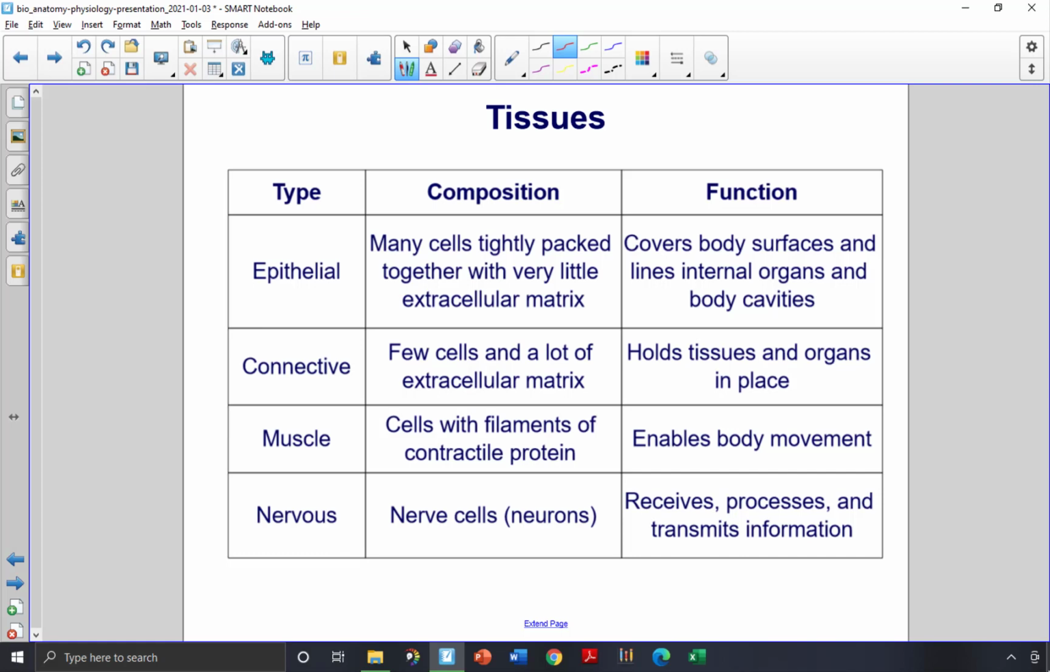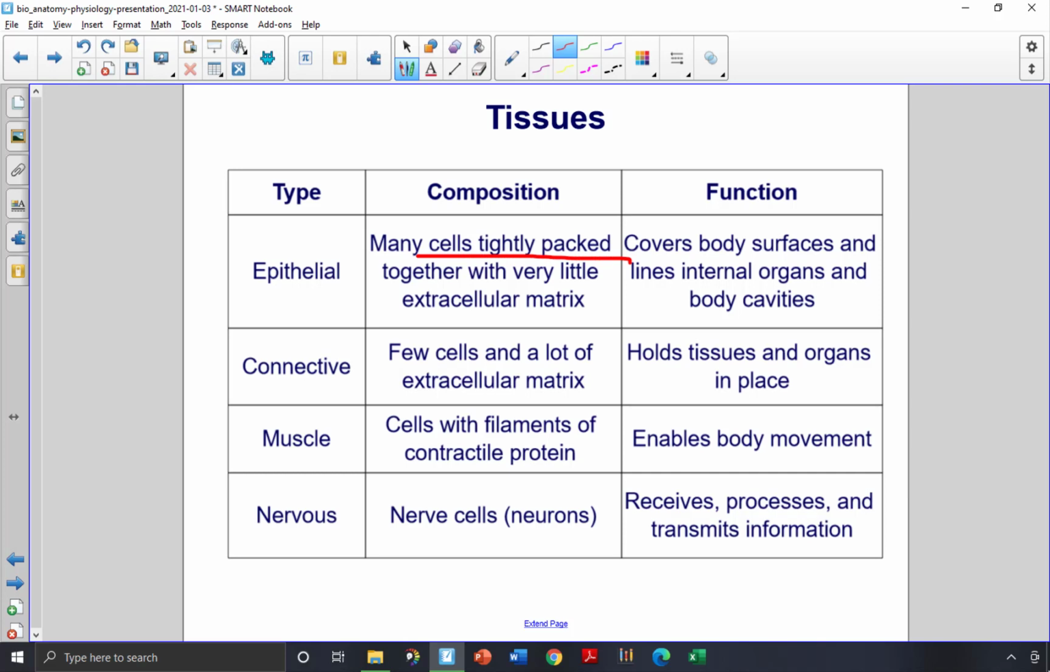Tissues. To summarize, the four types of tissues are epithelial, connective, muscle, and nervous. Epithelial tissue is made of many cells that are tightly packed together with very little extracellular matrix. The function of epithelial tissue is to cover body surfaces and line internal organs and body cavities, which makes sense because these cells are tightly packed together for that function.